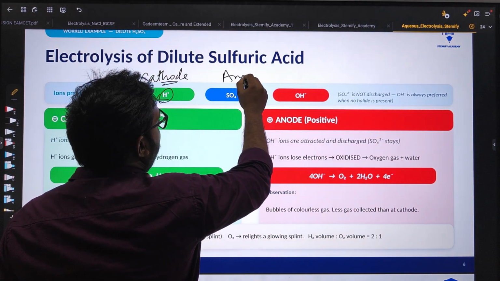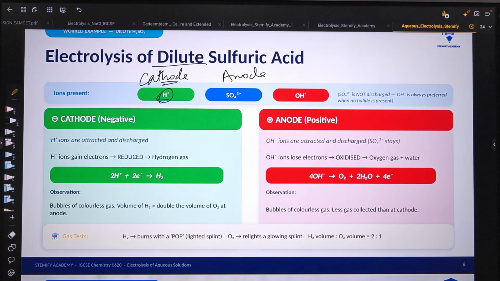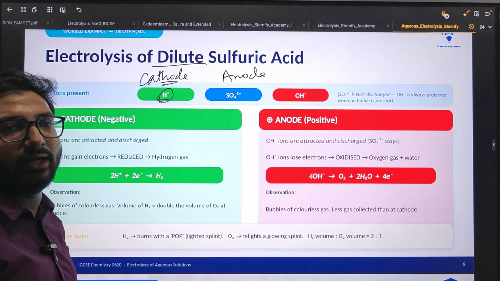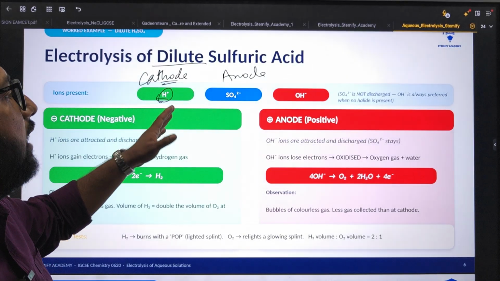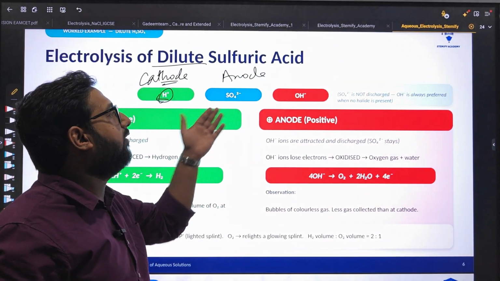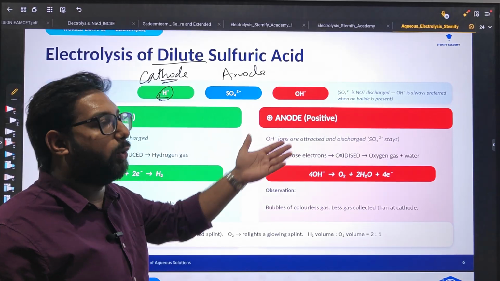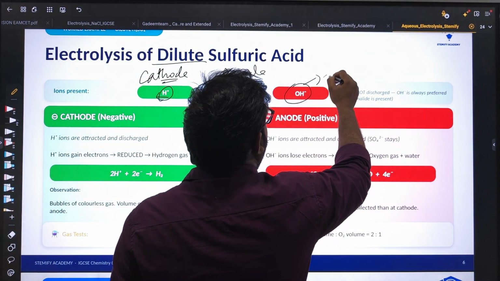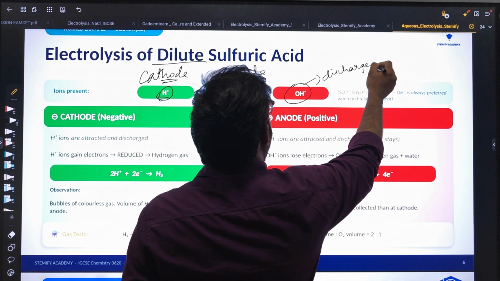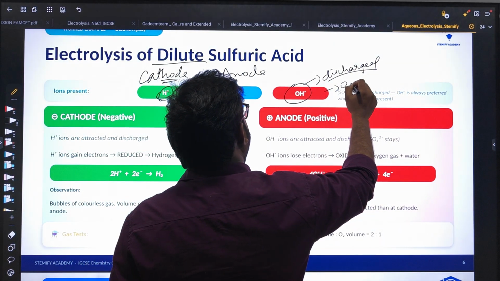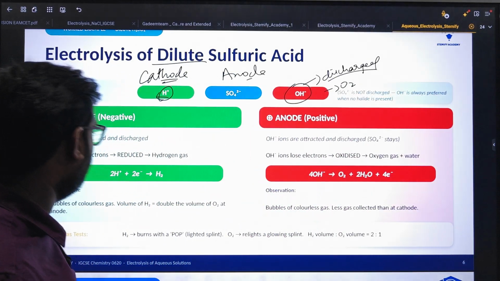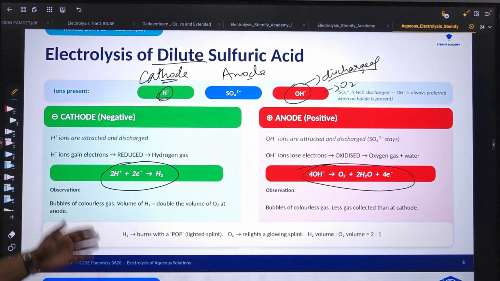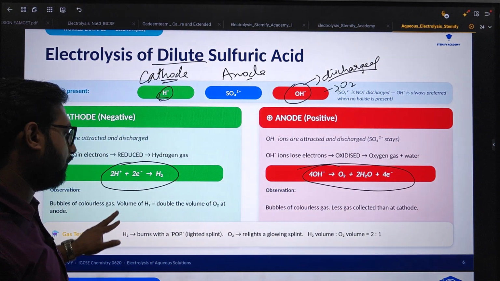Now at the anode, this is a dilute solution, right? Does it have fluorine, chlorine, bromine, or iodine? No, it doesn't. It has the sulfate ion SO4 2- and OH-. So straight away, OH- gets discharged, and O2 gas is evolved at the anode. So these are the two half reactions which happen at the cathode and the anode.